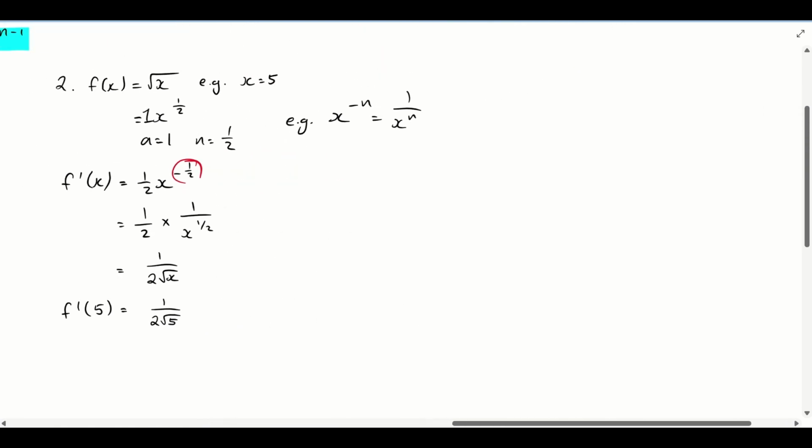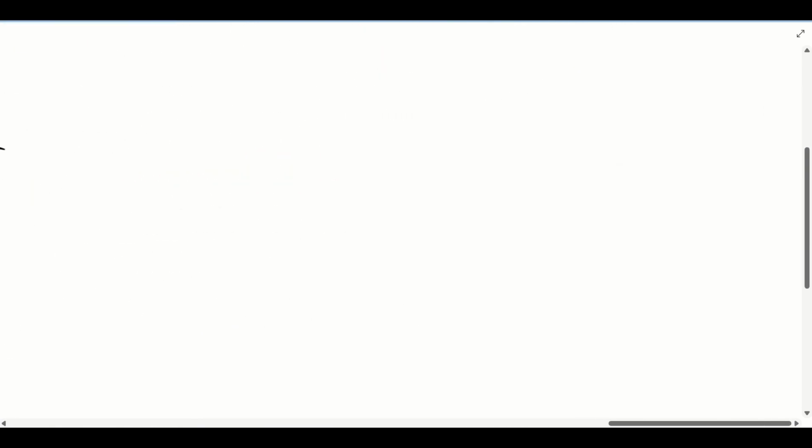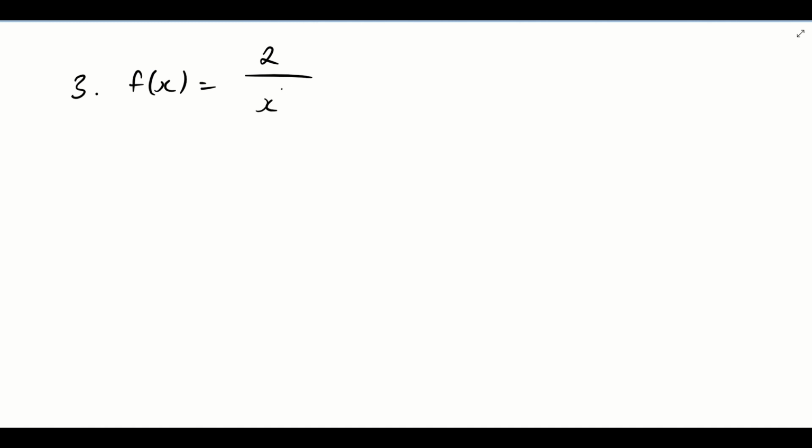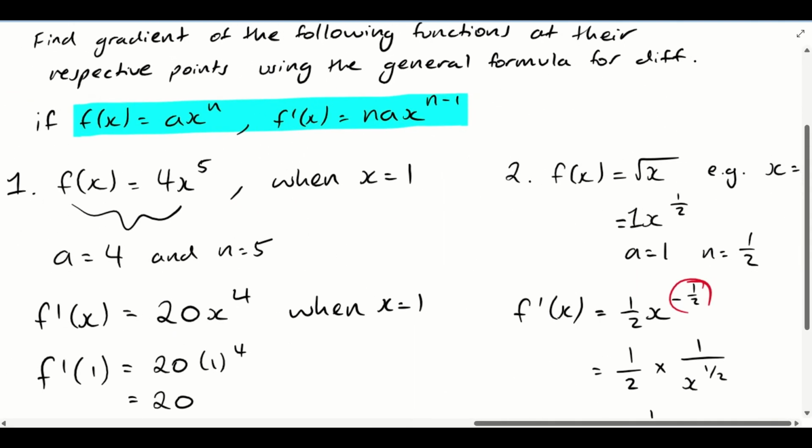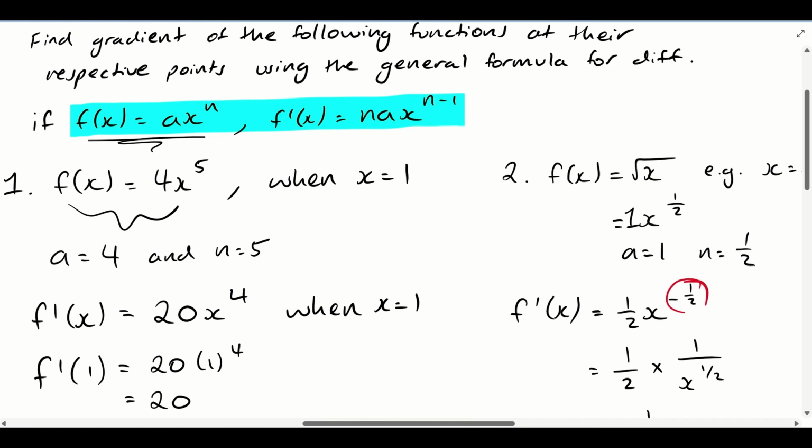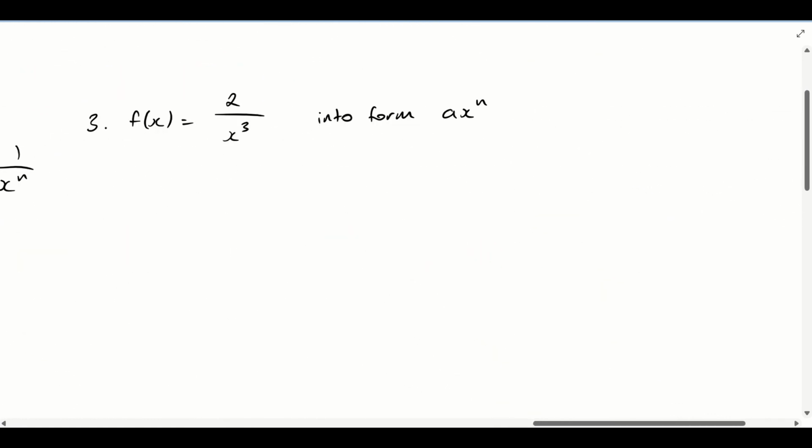Now, a final one is when x is actually negative, and we'll have a look at that. So, if we do part 3, and we say f of x is 2 divided by x to the power of 3. Now, how are we going to get this into the form ax to the power of n? Remember, our formula works when f of x is ax to the power of n. So how can we get it into that form?